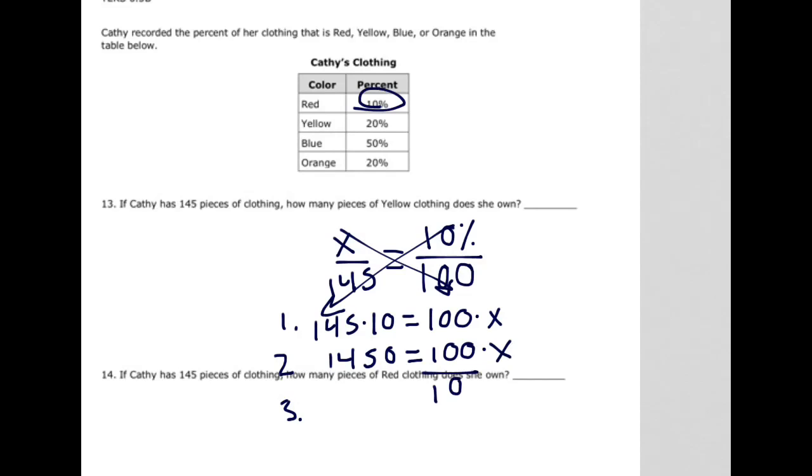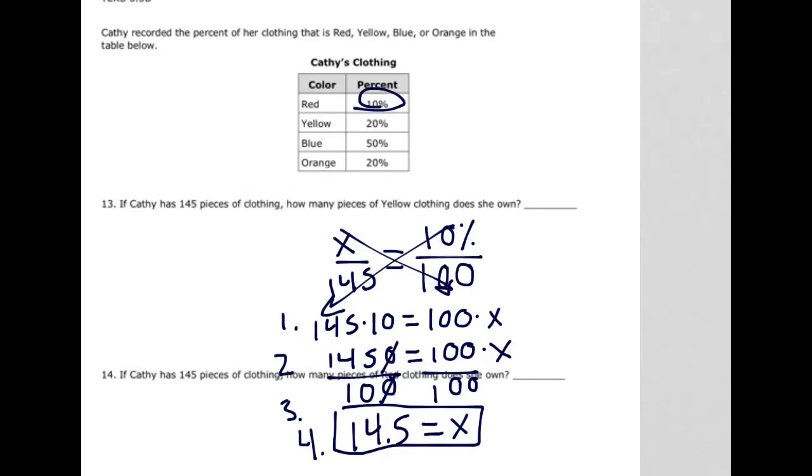So I'm going to divide both sides by 100. So I'm dividing 1,450 by 100. I can take away a 0 from the top and the bottom, so instead it's 145 divided by 10, and 145 divided by 10 gets me 14 and 5/10, which is equal to x.